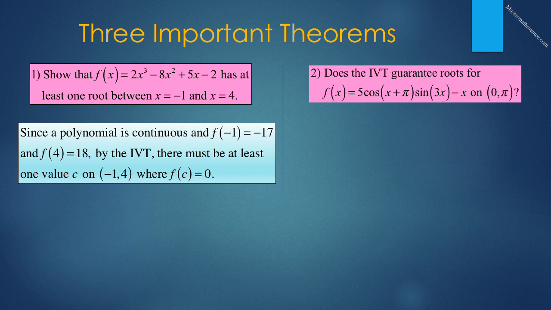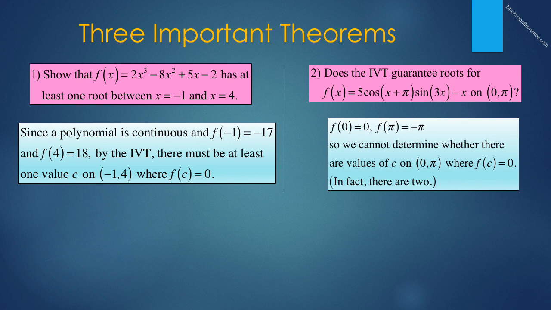Number 2 asks, does the IVT guarantee roots for f of x equals 5 cosine of x plus pi sine of 3x minus x on the open interval 0 to pi? The cosine function is continuous and the sine function is continuous, so their product will be continuous. f of 0 equals 0, f of pi equals negative pi.